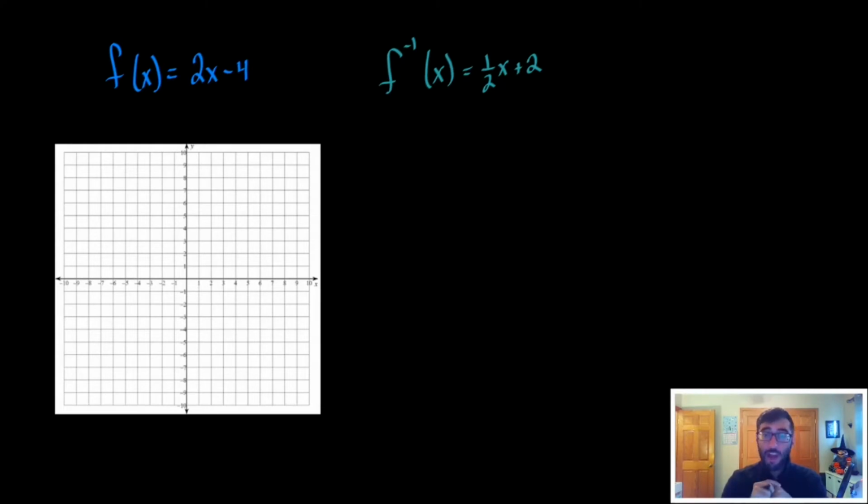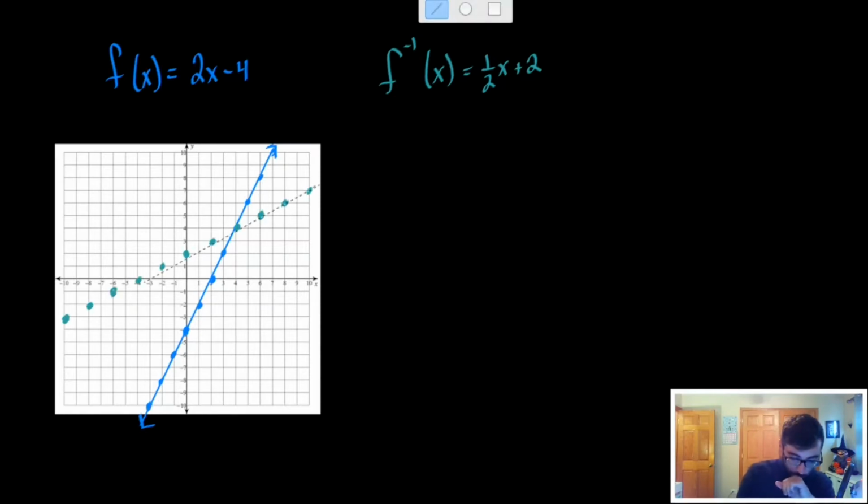So I'm going to go ahead and graph each of these. You can do this on your own, but I'm going to go ahead and speed this up. So these are our graphs, right? I have the graph of f of x and I have the graph of its inverse.